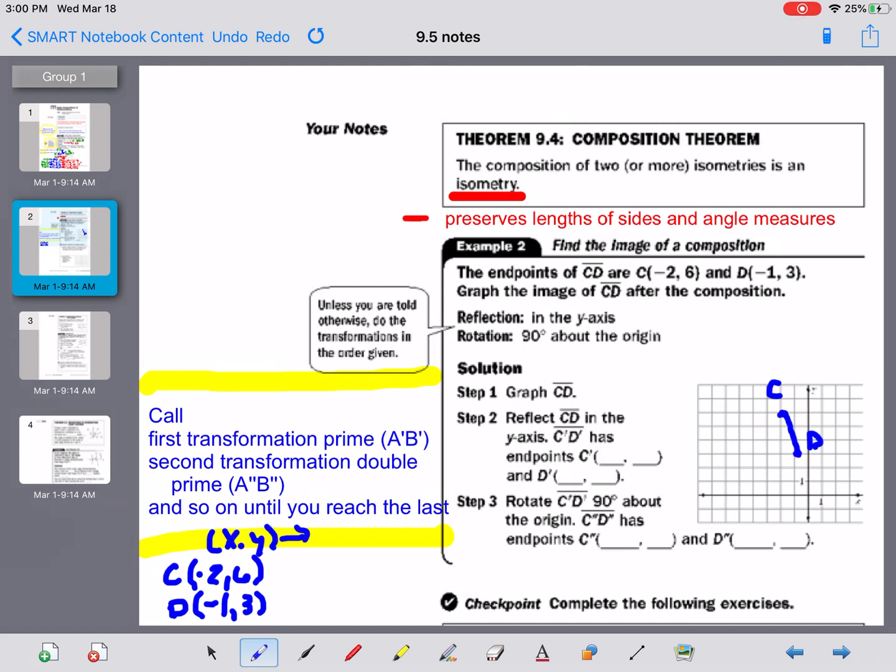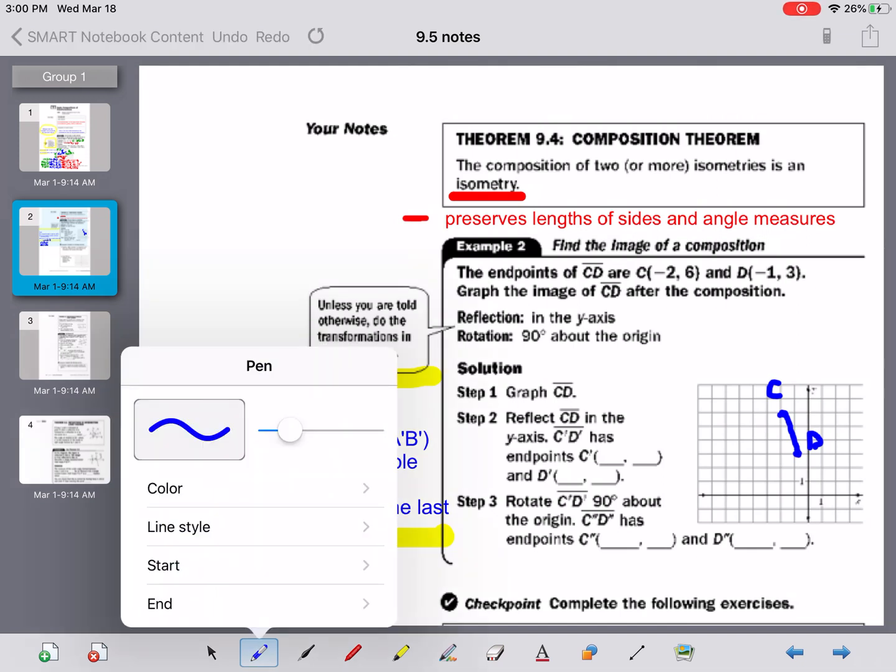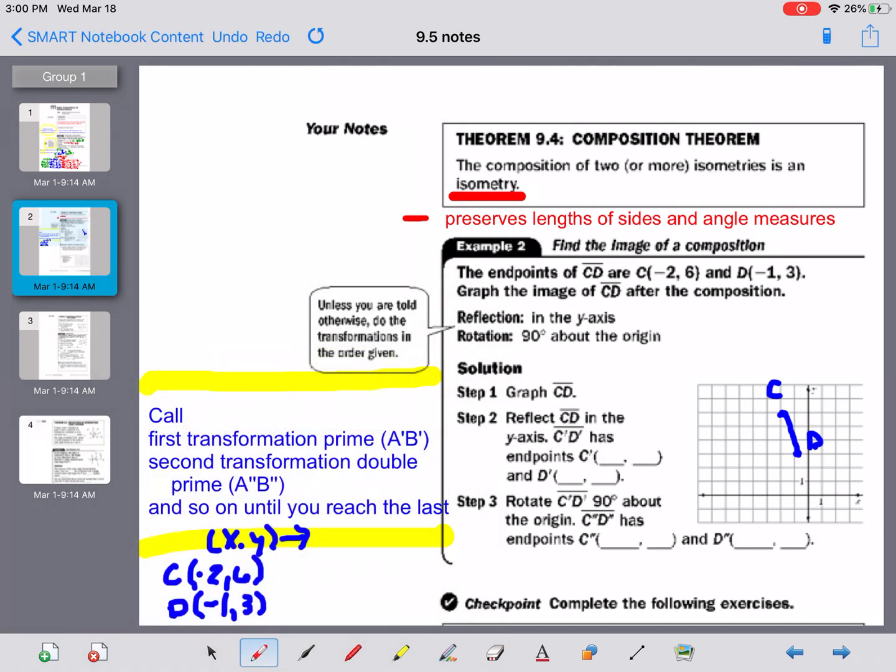And my first move, let me change my color, is going to reflect across the Y-axis. And again, this is a gold note for us. I go to my gold notes and it says across the Y-axis, I'm going to change the X to negative and my Y is going to stay the same. So that's what I'm going to come down here and do with my values.